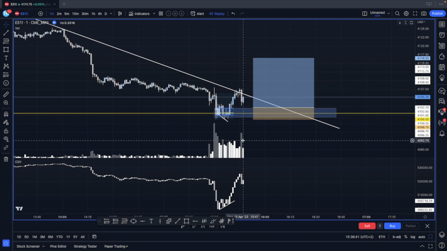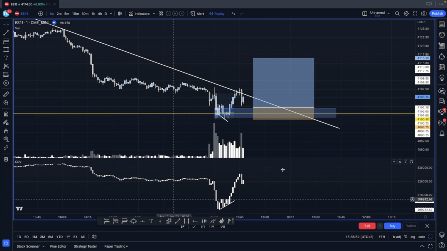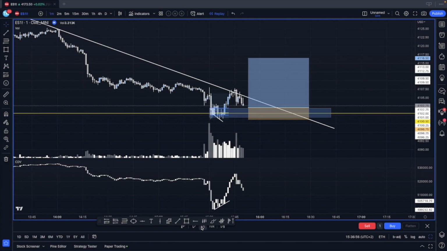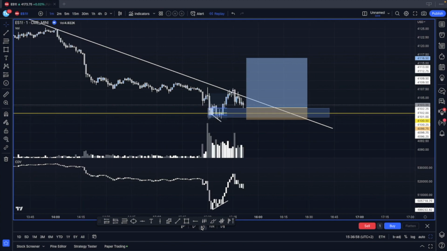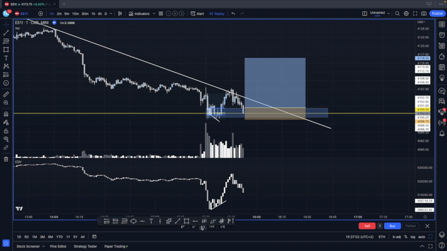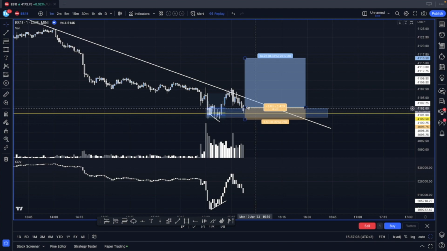I need another confirmation. Once you highlight the new zone using the fixed volume profile, you have to wait for the price to retest the zone again like this. Okay, now an aggressive trader is in.